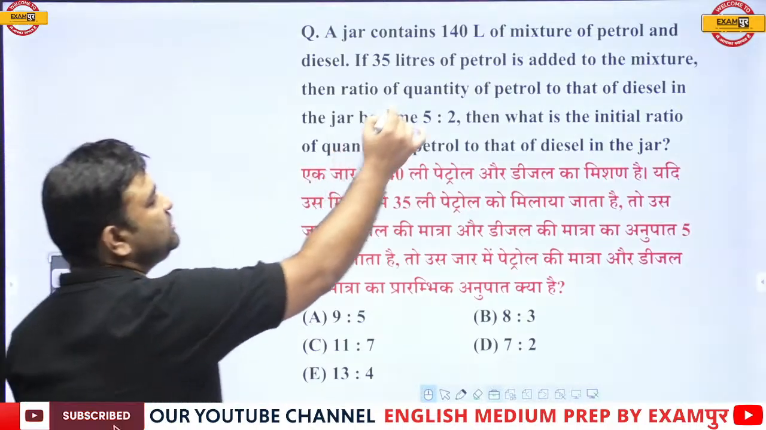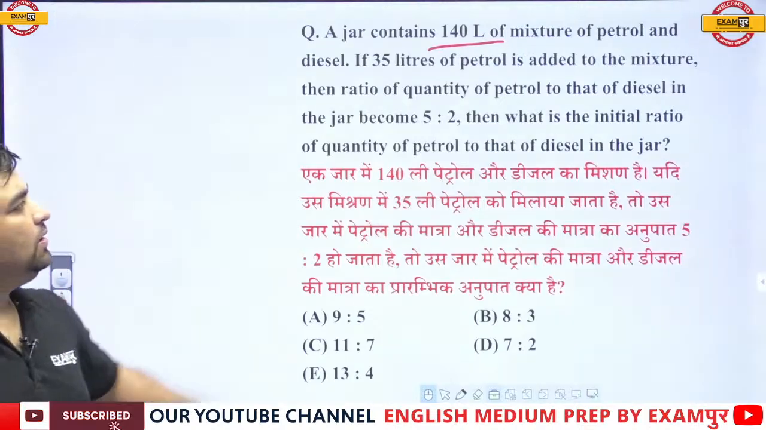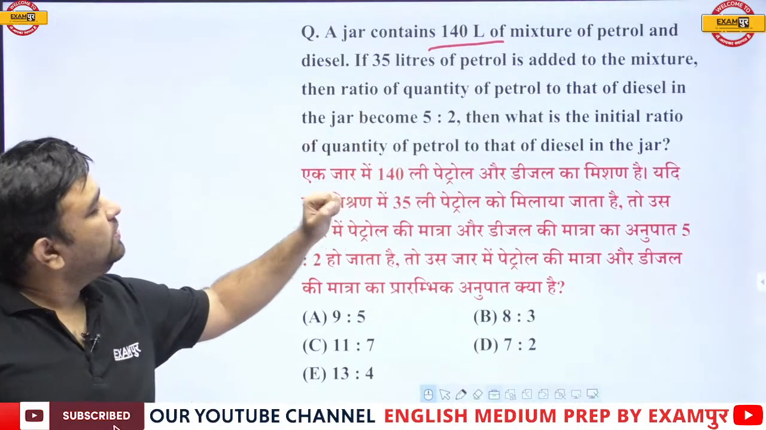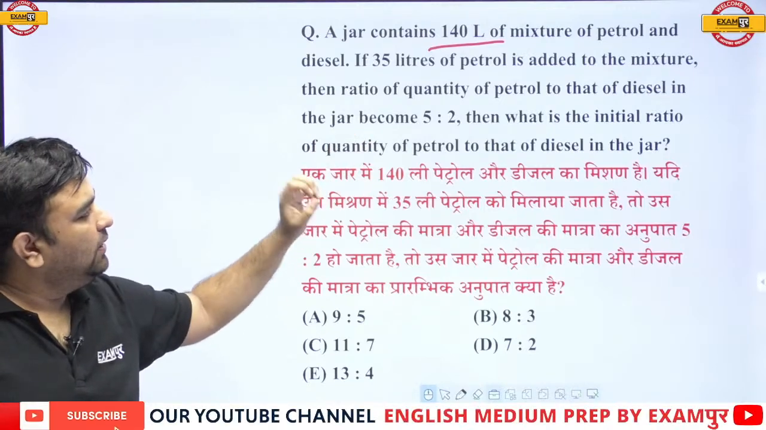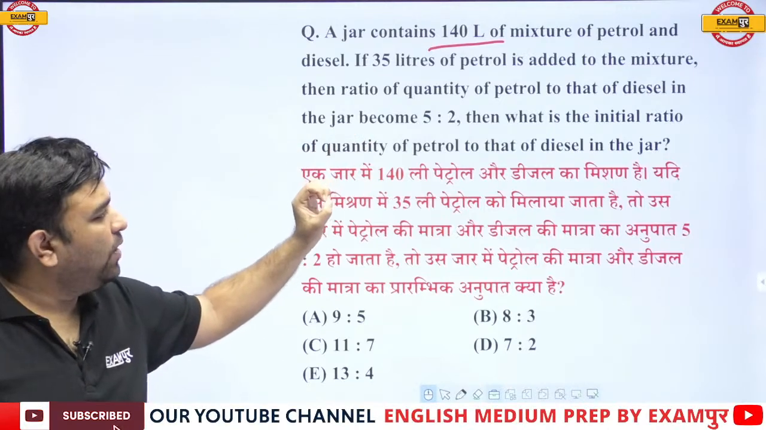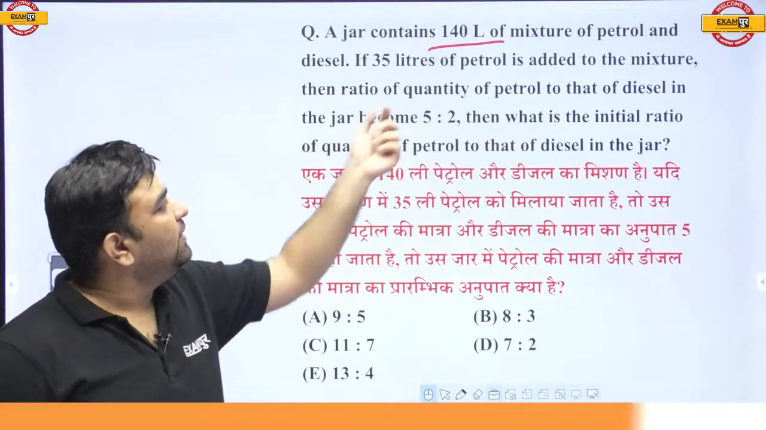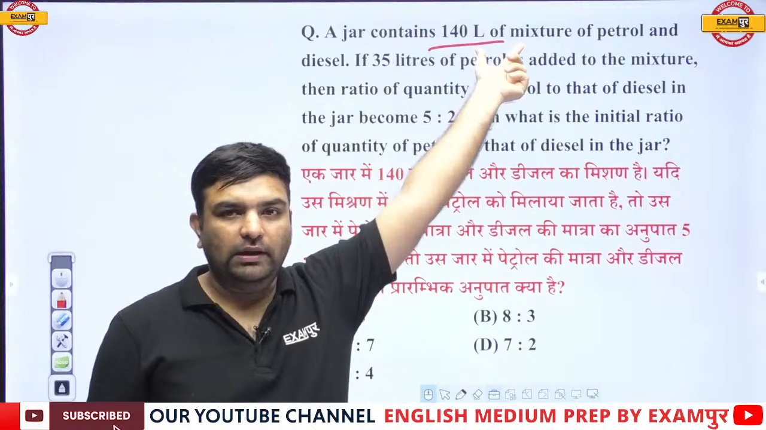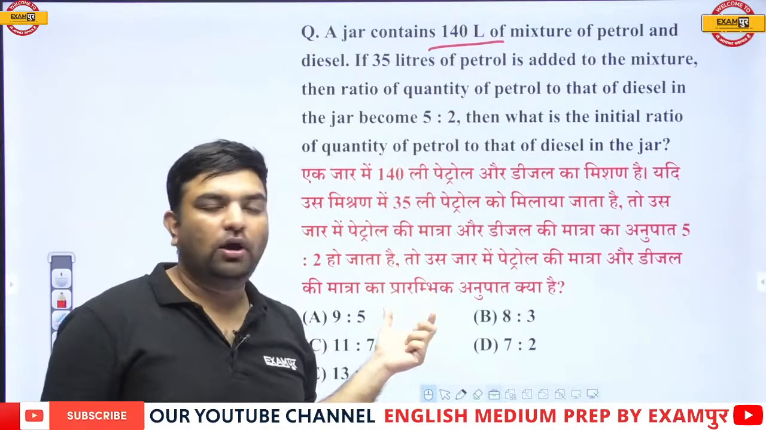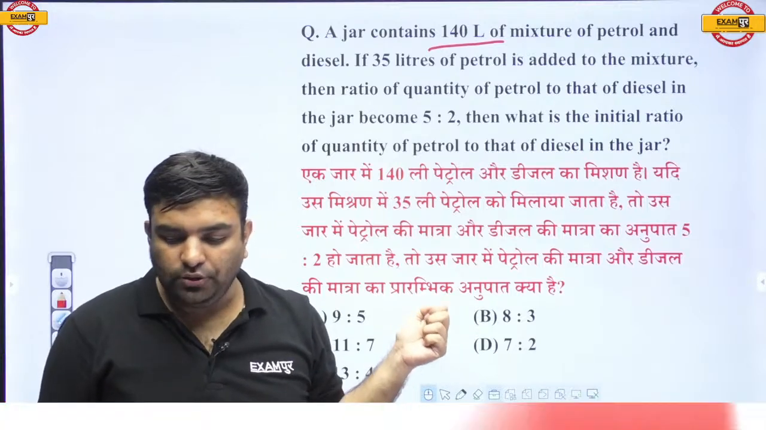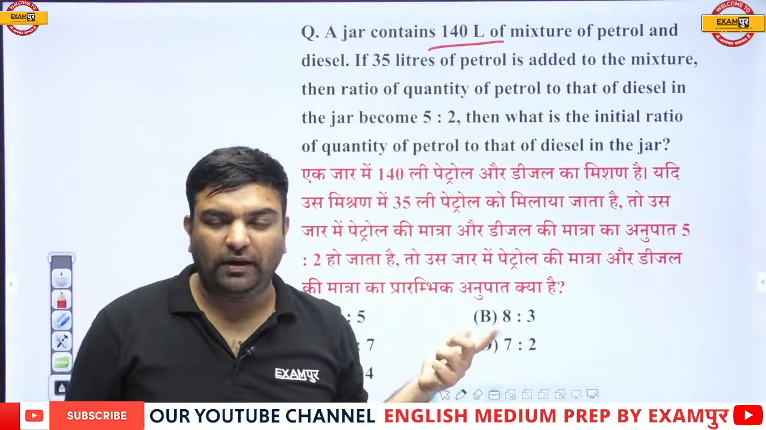Okay, initially there was 140 liters of petrol and diesel. You are adding some petrol so that the new ratio is formed. What is the initial ratio of petrol and diesel? Initial total quantity is 140 liters. So according to the ratio as well, the sum should be a factor of 140.